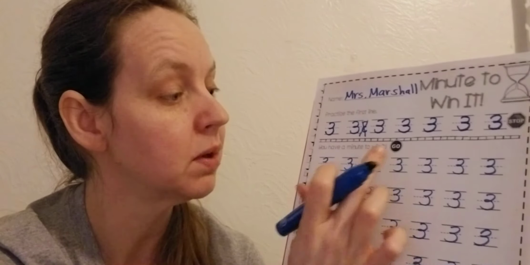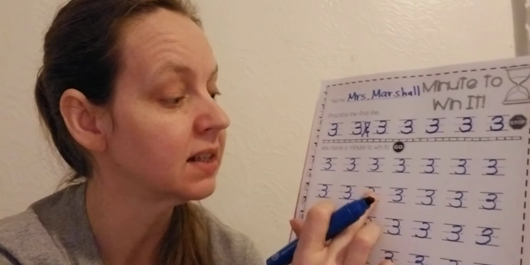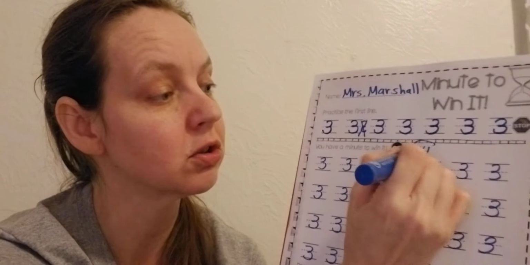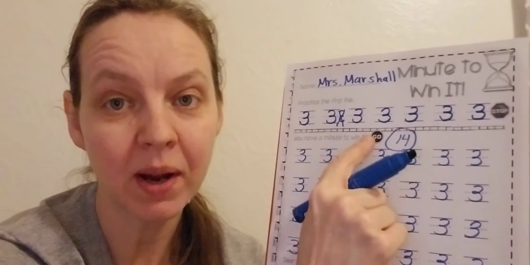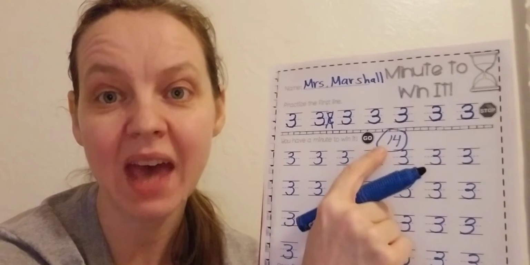So 1, 2, 3, 4, 5, 6, 7, 8, 9, 10, 11, 12, 13, 14. How many ever you wrote, put your number up here and circle it. That's your goal for next time. So you count how many you got correct and put it right there and circle it. We're going to try to beat that number the next time we do this. Whatever your number is, your goal is going to be to get more than that.